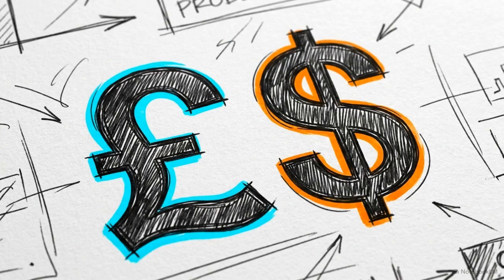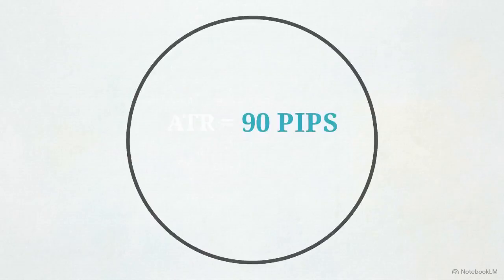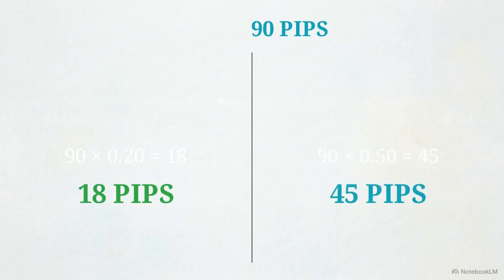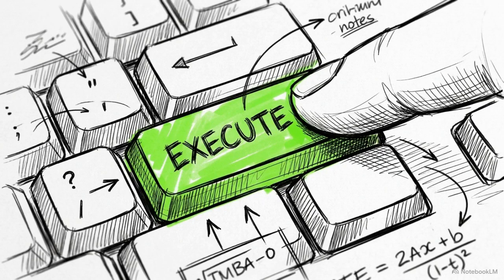Imagine you are planning a trade on the sterling dollar. The sterling dollar's daily ATR is 90 pips. Take 5 seconds, calculate your intraday stop at 20% and your swing trade stop at 50%. 20% gives a day trader an 18 pip stop. 50% gives a swing trader a 45 pip stop. Practicing this calculation turns your stop placement from a hopeful guess into an objective, repeatable reflex.